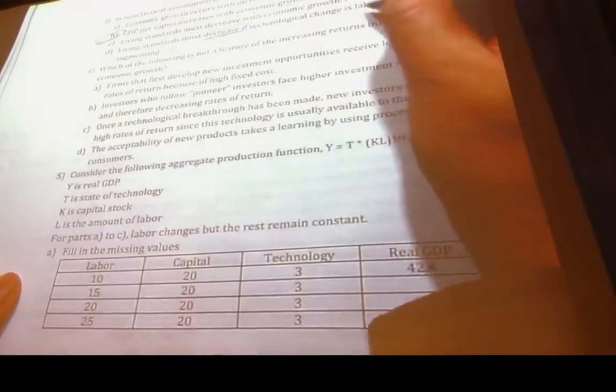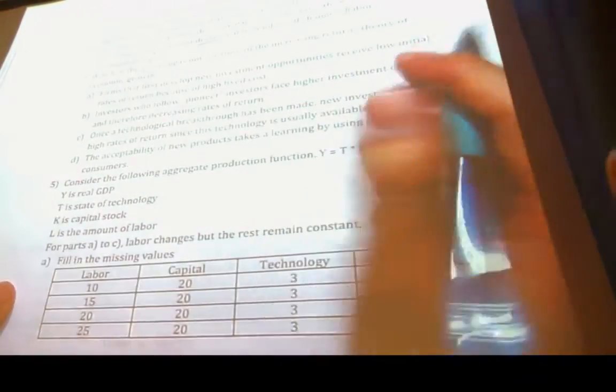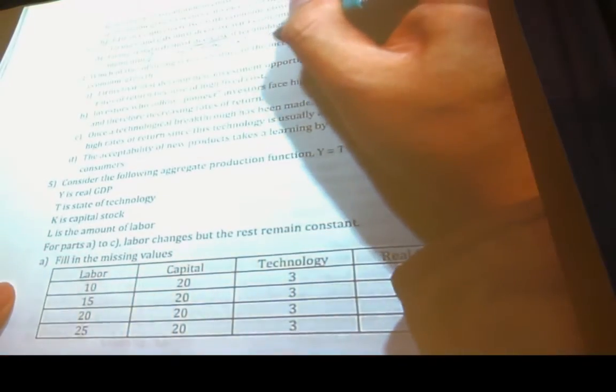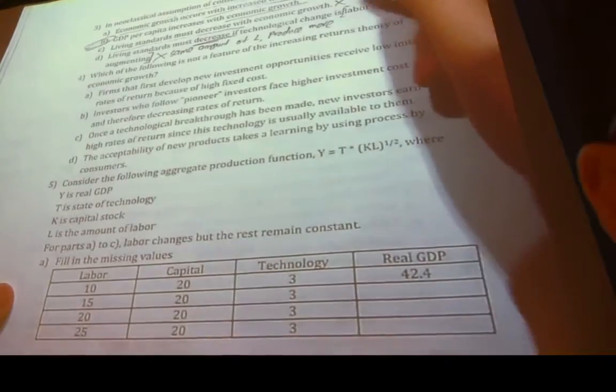D is wrong as well because it's supposed to be increased. And then what labor augmenting, if you're wondering, it means that for the same amount of L, you actually produce more. So things become more efficient.